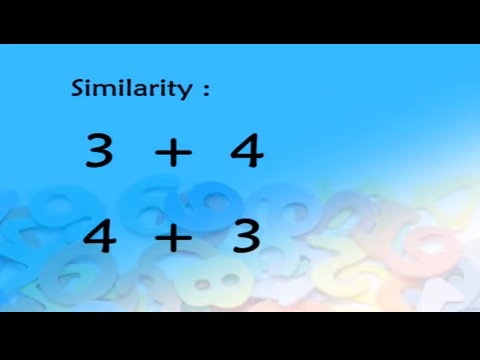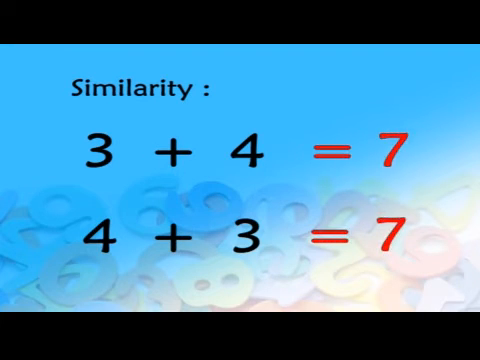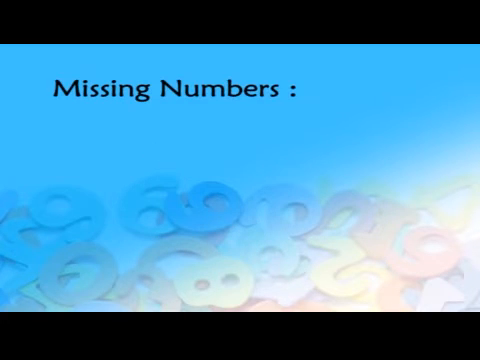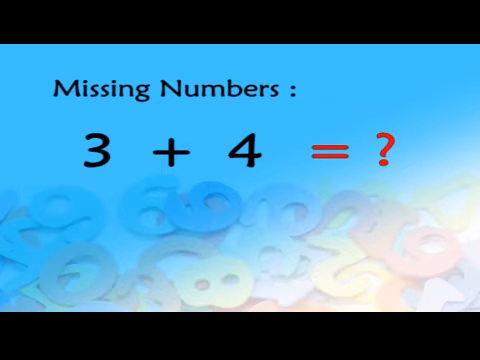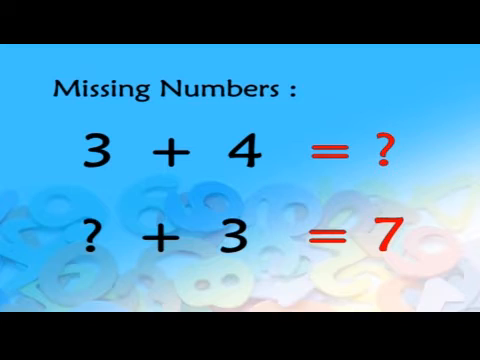Look at the order in which we have given the numbers. 3 plus 4, 4 plus 3. They need to know that whatever way we put, the answer is the same as 7. You can give missing numbers also. 3 plus 4 is equal to dash, and it comes to 7. And also dash plus 3 is equal to 7. So, they see these kind of similarities and they understand how it comes.